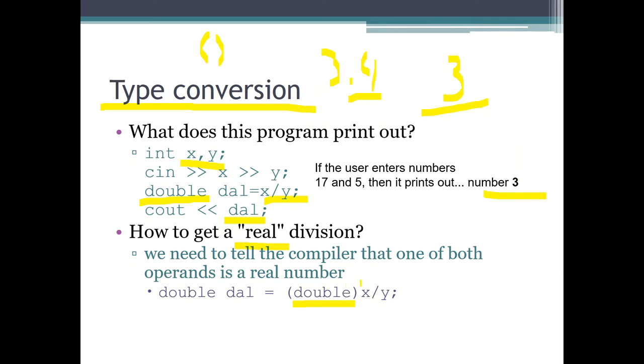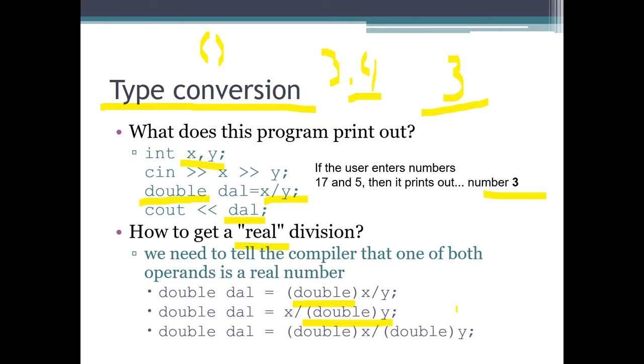And this thing in brackets can be written before any variable in our expression. So we can also do it like that: x divided by double before y means the same thing. At least one of both operands must be double in order to get a real division. And also, if we want, we can write double before both variables. In this case, the division will also be in real numbers, but of course this is totally unnecessary, though it also doesn't bring us any harm.